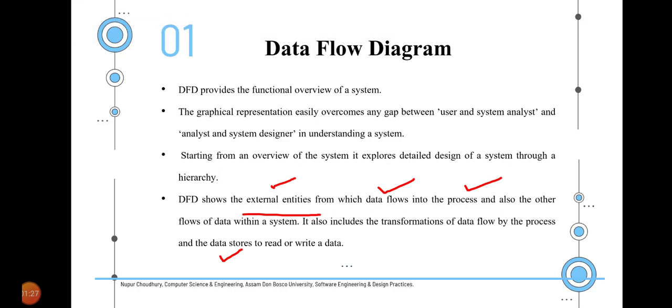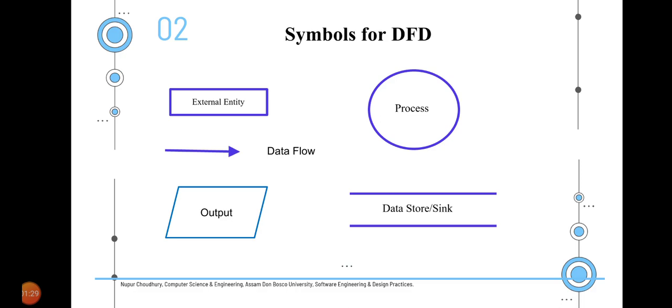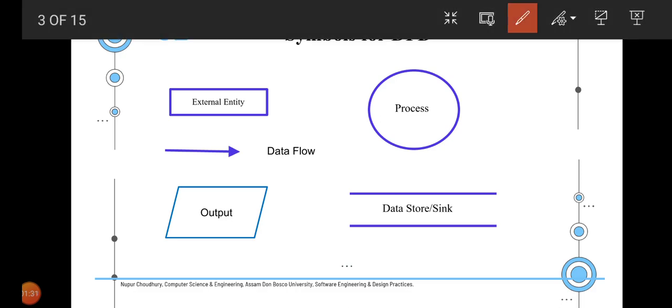So basically, to represent this data flow diagram, we need certain symbols, and these symbols can be represented using certain geometrical representation. The first one is the external entity, the second is the data flow arrow, the third is the output, the fourth is the process, and the fifth one is the data store or data sink. Now let us look at all the symbols in detail.